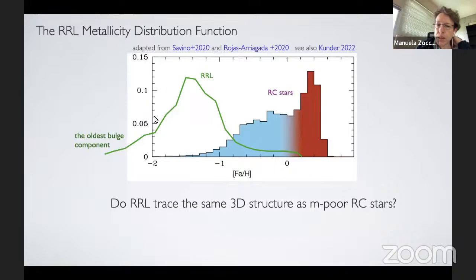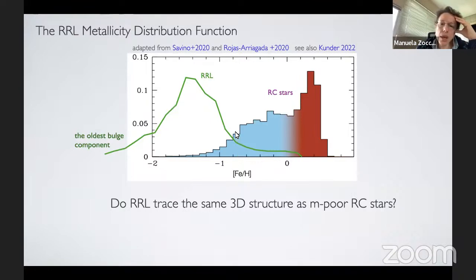So there, I had to draw them because I didn't have them to plot in the same scale, but more or less the peak of the metallicity for RR Lyrae is at -1, -1.5, more or less. So they are more metal poor than the metal poor stars that we have been talking about so far. And they are also older.